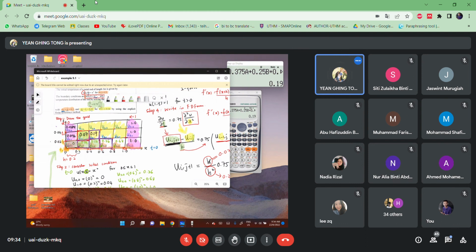Okay? And then we move again to the right. So here, this one is Uij plus 1. This is Uij. This is Ui plus 1j. And this is Ui minus 1j. In order to find U31, I will press calculate again.